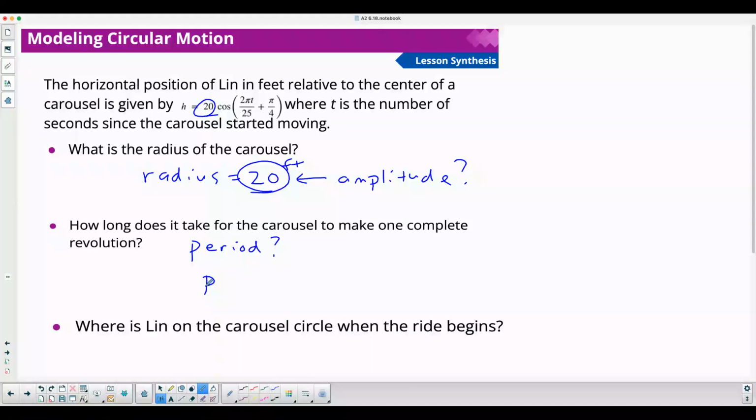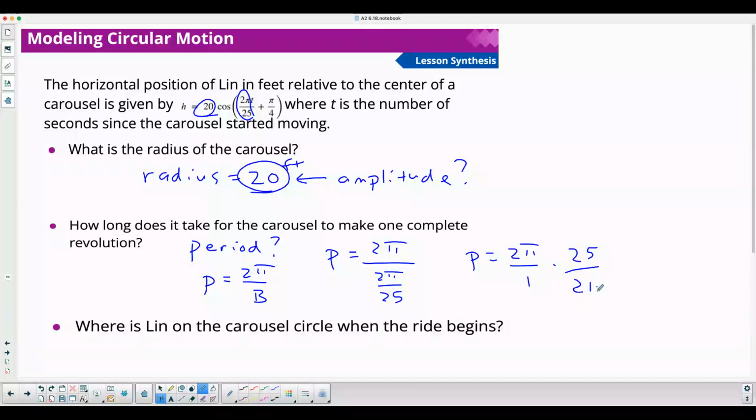So period equals 2 pi over b. My period is going to be 2 pi over, here's my b. B is the number in front of the variable. So 2 pi over 25. It looks kind of funky, but when I multiply by the reciprocal, those cancel and we get 25 seconds is the unit, I think.